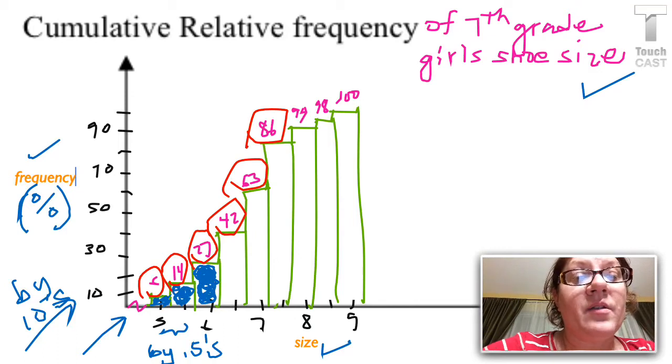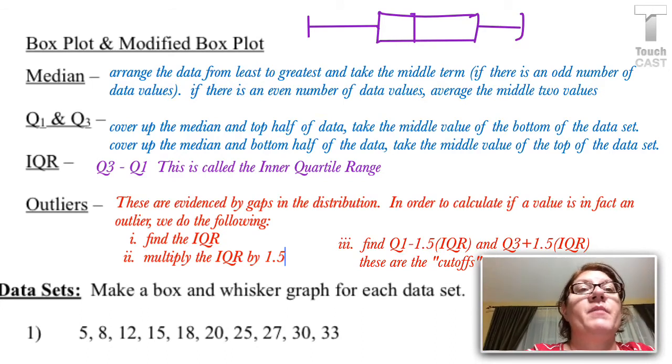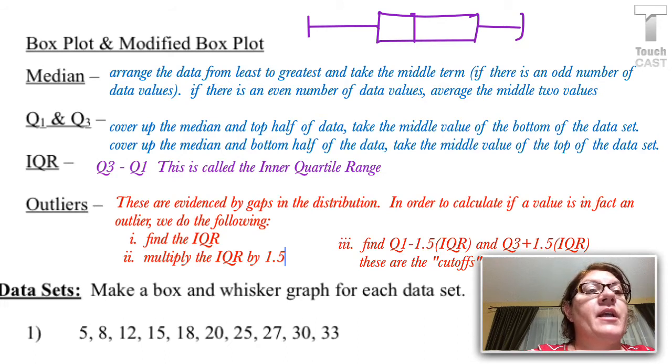Next, box plots. Okay, so some things that you already know because we've been discussing them about your box plot and modified box plot is that the median, in order to find it, you put the data in order from least to greatest and take the middle if there's an odd number of data values. And if there's an even number of data values, you have to average the middle two.